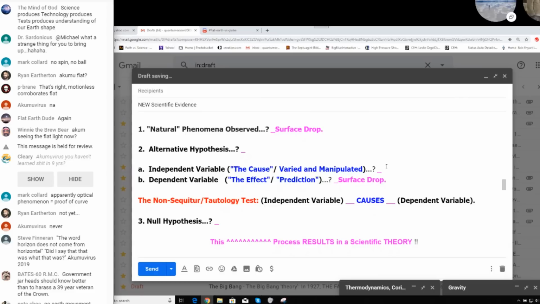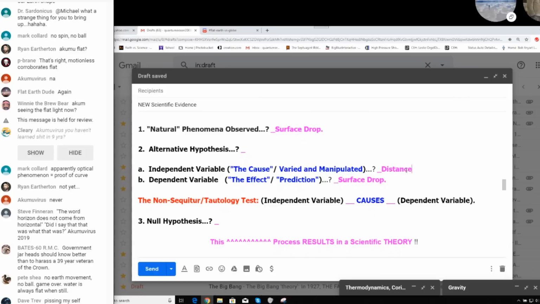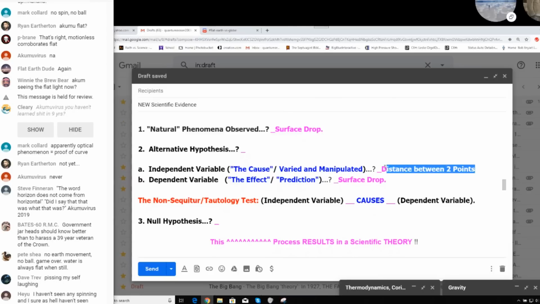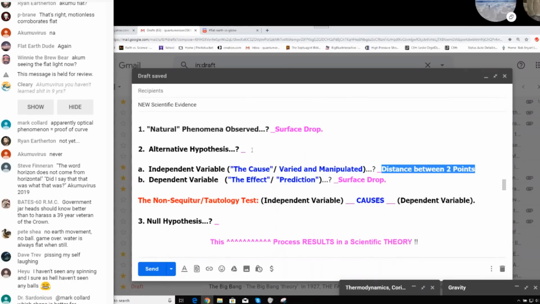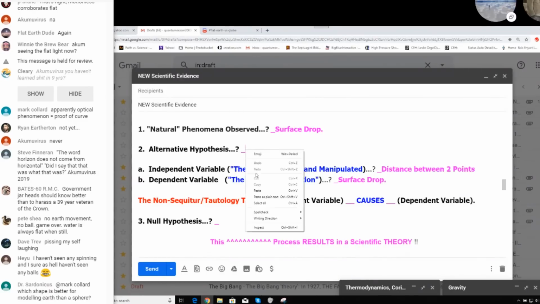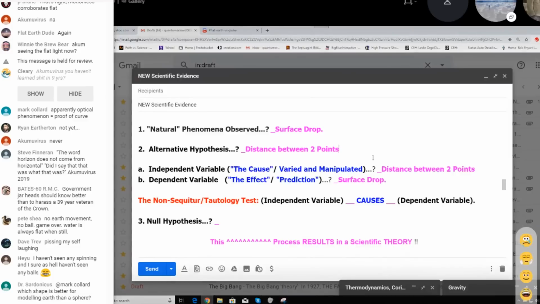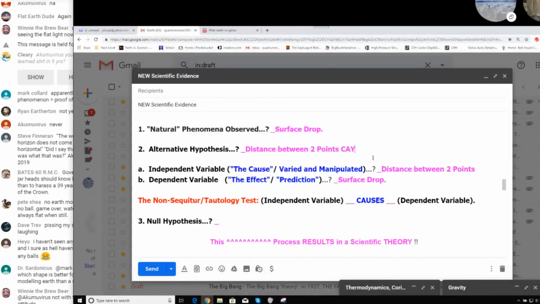Distance between two points. Between two points. Okay, that means your hypothesis is distance between two points causes surface drop. Correct.